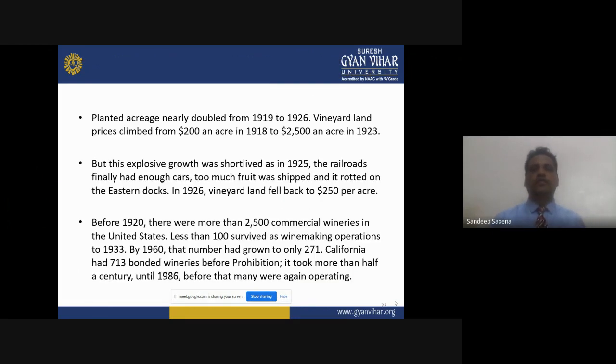Planted acreage nearly doubled, and from 1918 to 1923 vineyard land prices climbed from $200 an acre to $2,500 an acre. But this explosive growth was short-lived, as in 1925 the railroads finally had enough cars, there was too much fruit to ship, and it rotted on the eastern docks.